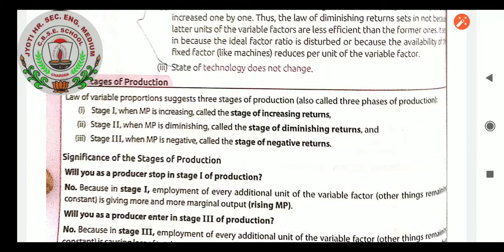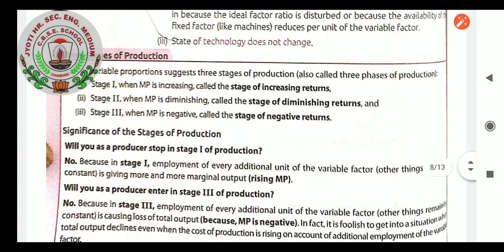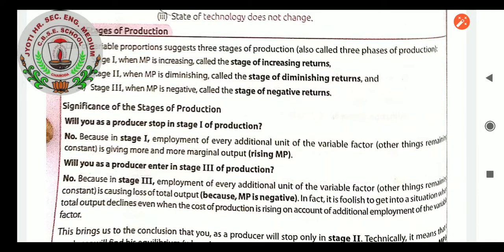Significance of the stages of production: will you, as a producer, stop in stage 1 of production? The answer is no, because it was giving increasing returns. More and more we want increasing returns. So no, because in stage 1 the employment of an additional unit of the variable factor, other things remaining constant, is giving more and more marginal output. Definitely we will not stop.